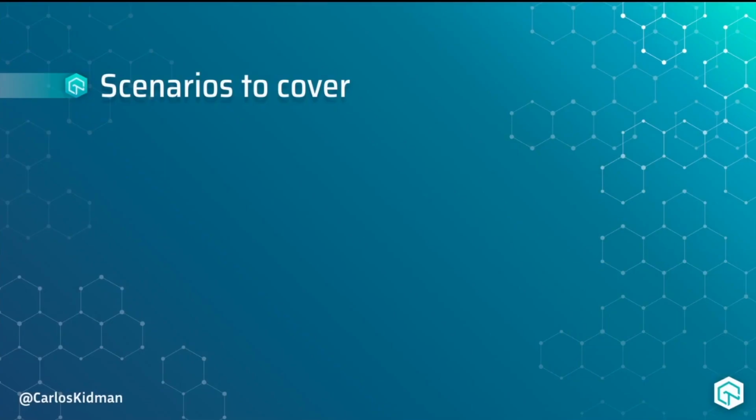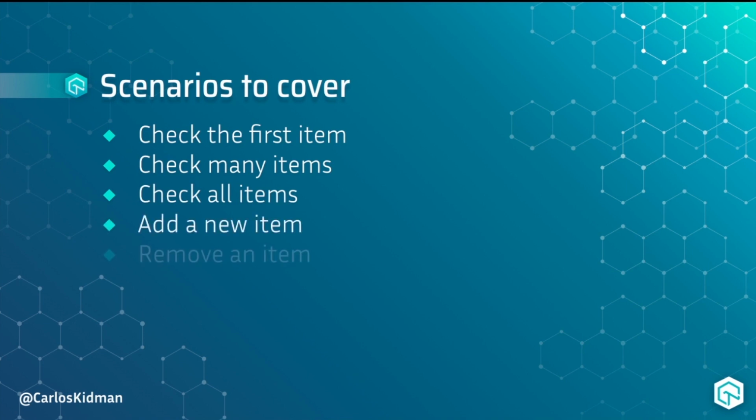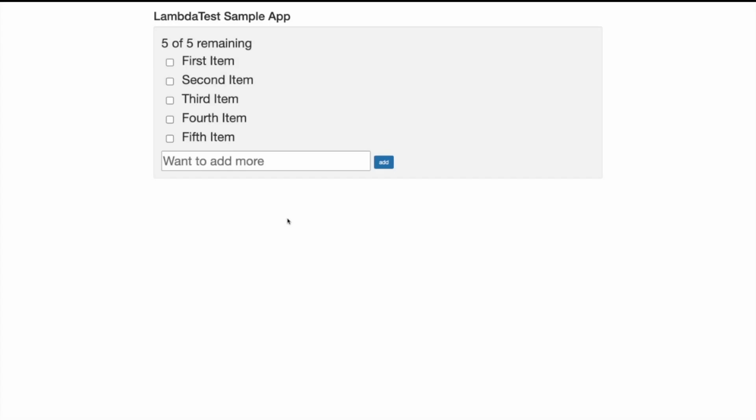For now, the scenarios we want to cover will be checking the first item on the list, checking many items on the list, checking all items on the list, adding a new item to the list, and if we can, remove an item from the list as well. I'll open the website and, sure enough, it's super basic. But the focus of this course isn't so much Python programming or page objects, so this will do just fine.